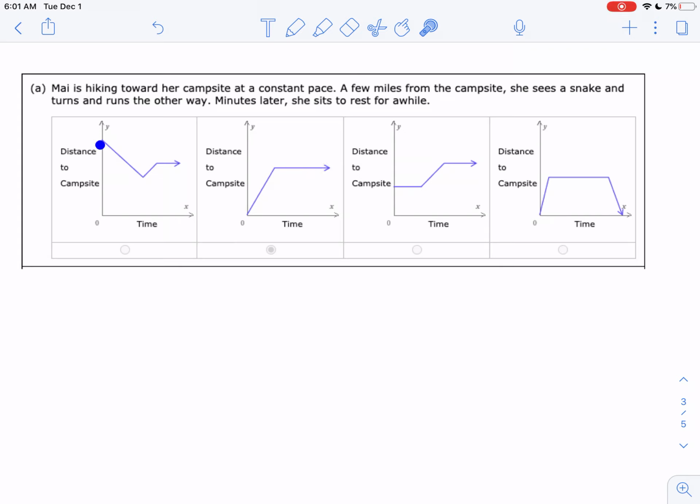Let's take a look at part A. She's hiking towards the campsite, then she runs away from the campsite, and then she rests. I think that should be the correct one. Let's take a look at the other one. Here she's just resting. So she's away from the campsite, then she goes away from the campsite, then she rests. And the last one, she hikes away from the campsite, she rests, and she walks towards the campsite. So that's the only choice you can have on that one, is part A.